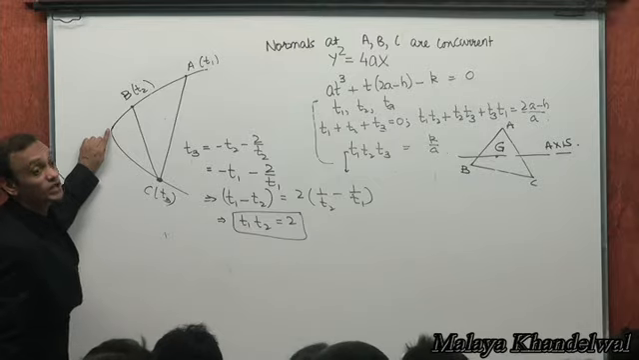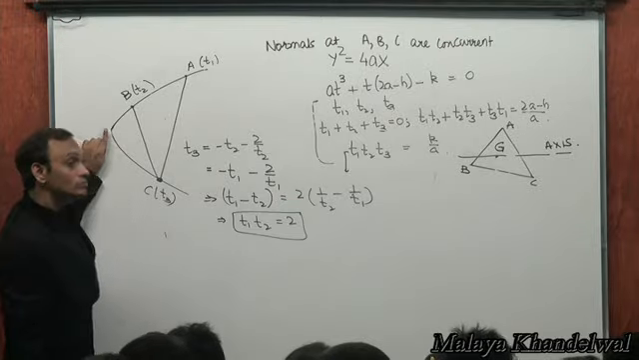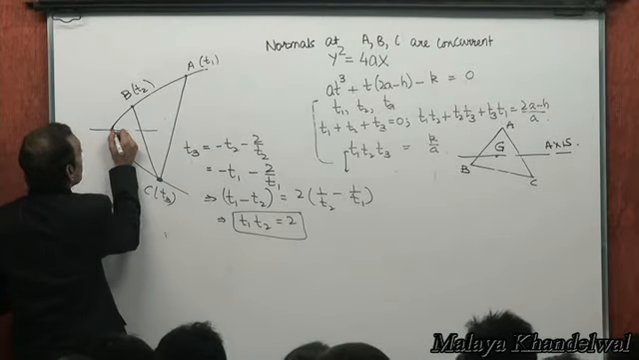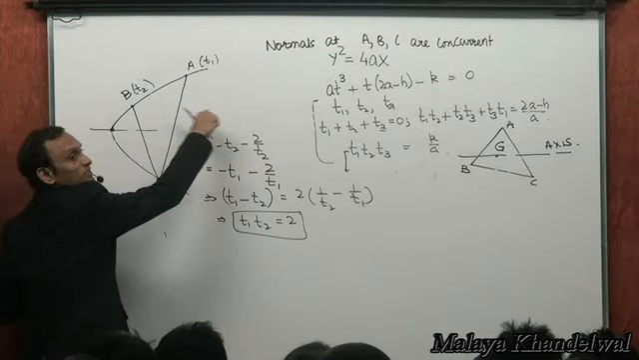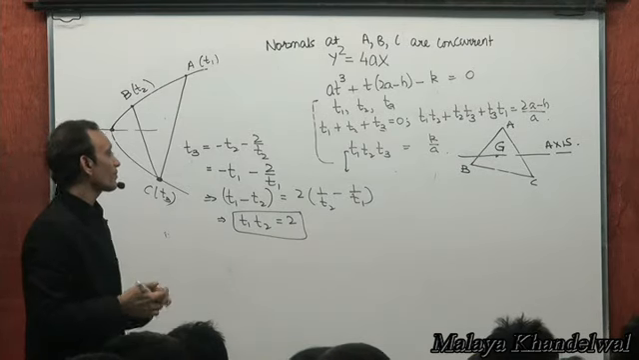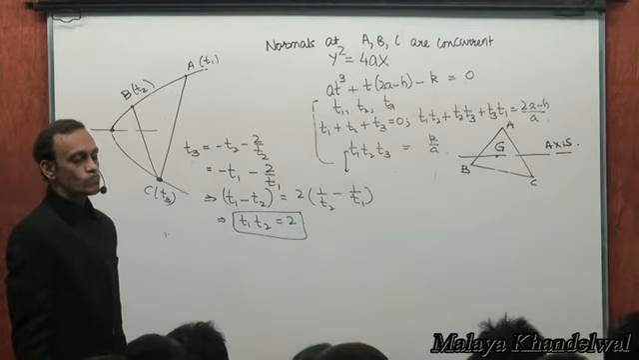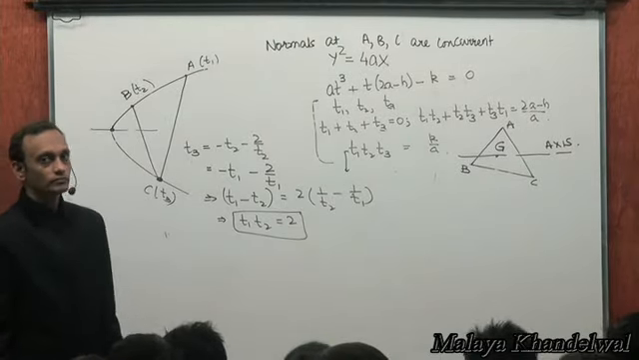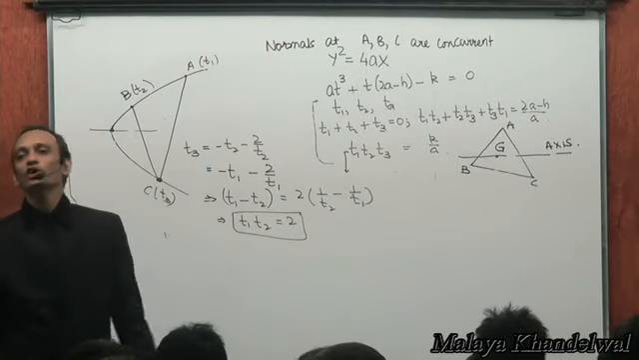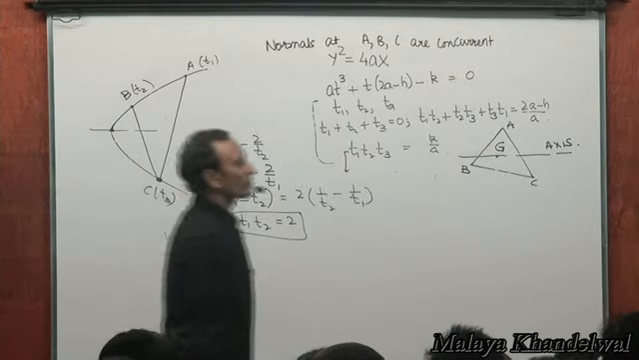T3 0 means it's the vertex. Right? Now, for the vertex, at this point, there is only one normal, which is T equal to 0, which is this line. Then we will not use this condition at all. Right? Got me?